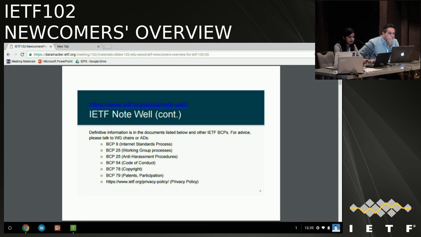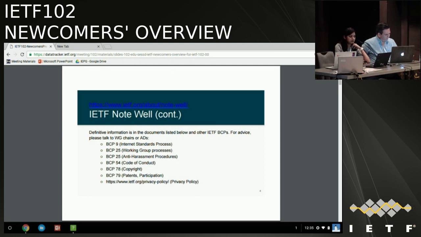There are certain IETF BCPs, that is, best current practices documents, written by very smart people, that I advise you to go and read. They will tell you about the processes of the IETF, ranging from internet standards and working group processes, to the anti-harassment procedures that the IETF follows, the code of conduct, copyright, patents, and participation, and most recently, this privacy policy BCP, I think.